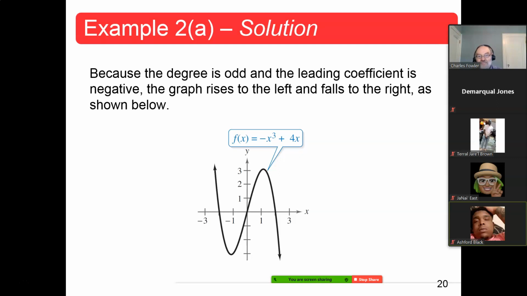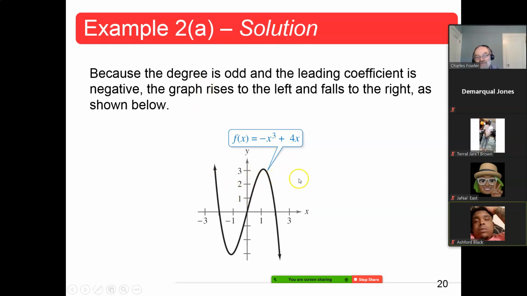Here's the first one. Because the degree is odd and the leading coefficient is negative, the graph rises to the left and falls to the right. Normally it would go in the opposite direction, but this negation sign here flips it over. So this will be as x goes to negative infinity, f of x goes to positive infinity.